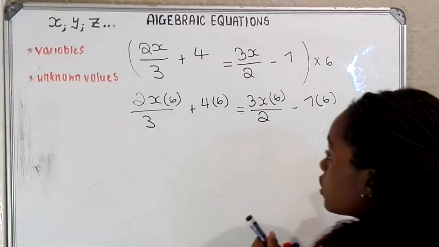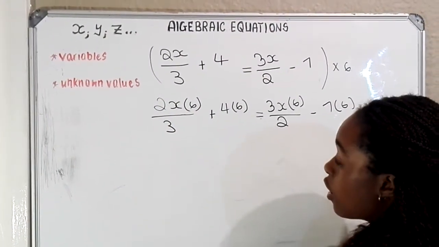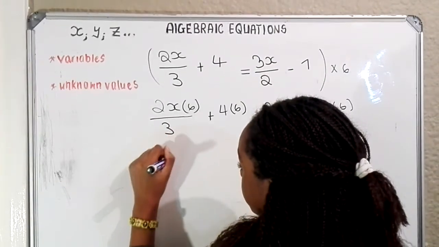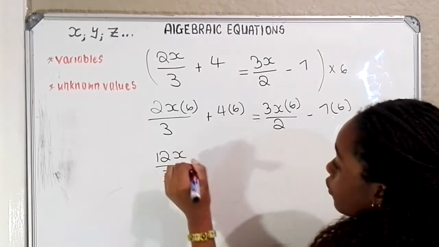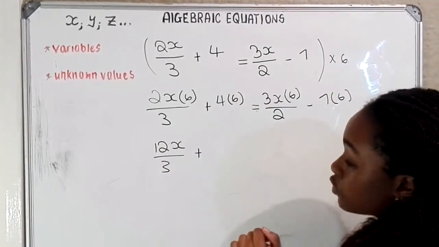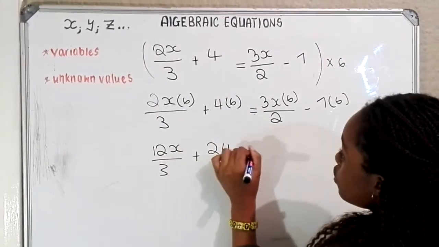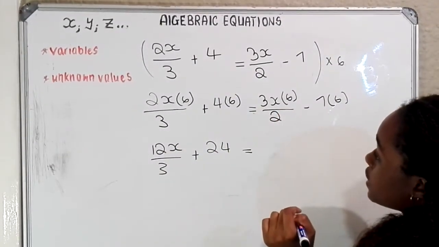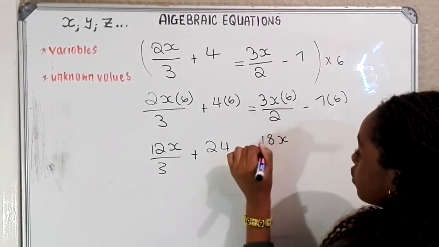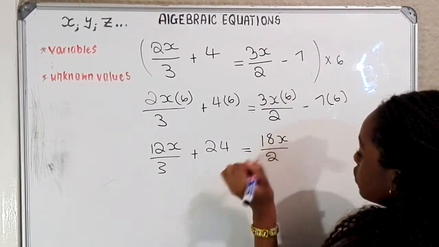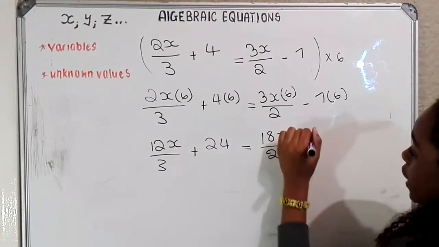Okay? So 2x times 6 gives you an answer of 12x over 3, okay? Right? And plus 4 times 6 gives you an answer of 24, which is equal to 3x times 6 gives you an answer of 18x over 2, minus 1 times 6 gives you an answer of minus 6, okay?